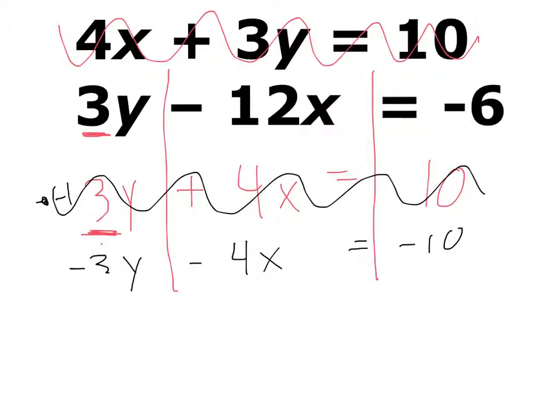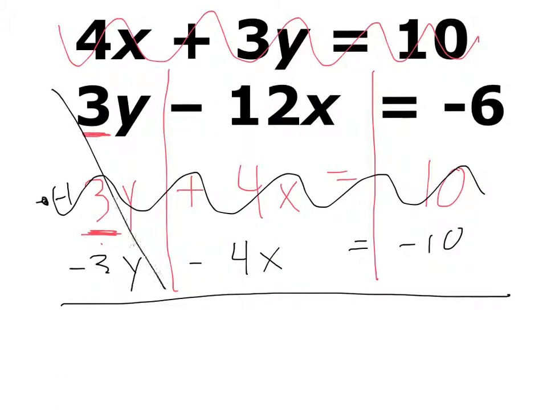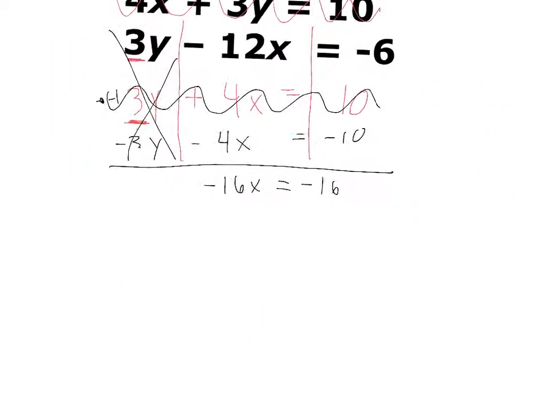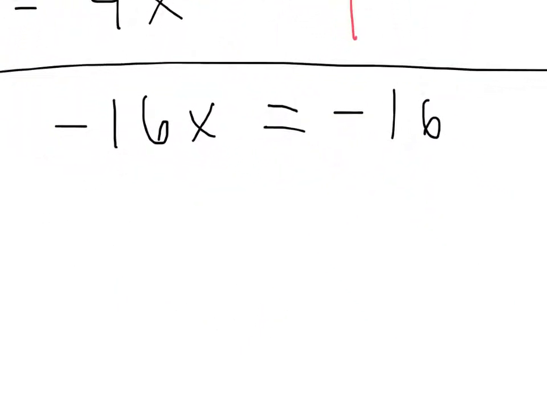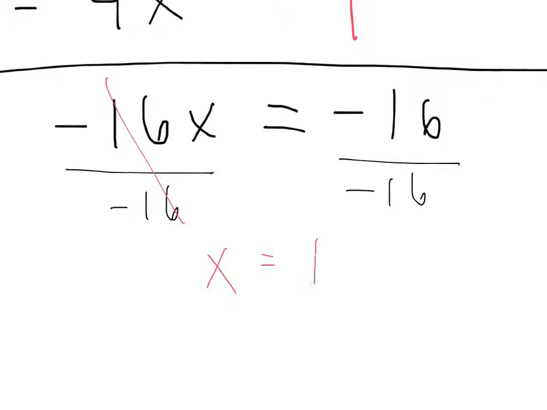Okay, so let's go ahead and add them up. So we have 3y plus negative 3y. Those cancel out. And then negative 12x plus negative 4x gives us negative 16x. And lastly, negative 6 plus negative 10 gives us negative 16. Okay, divide those out. You have negative 16 divided by negative 16 on both sides. Those 16s cancel out, and we would have x equals 1.